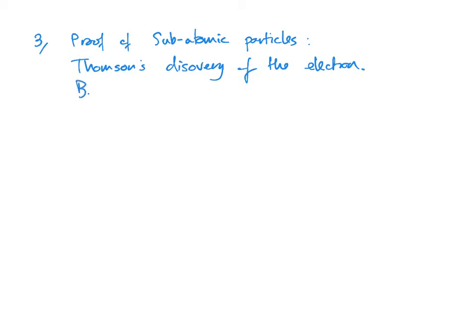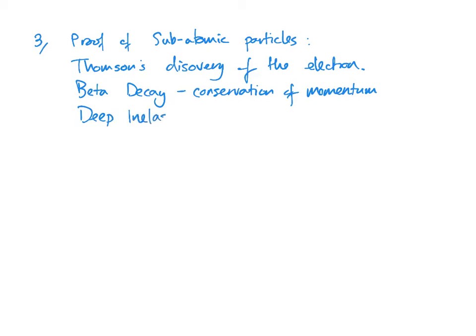I mentioned briefly there beta decay and the idea of conservation of momentum. In beta decay, it could only be explained by the neutrino. And the other one is called deep inelastic scattering, which is basically what they're now doing at CERN. It was done before that at different places. And it's very similar to how we got Rutherford's model of the atom, right?